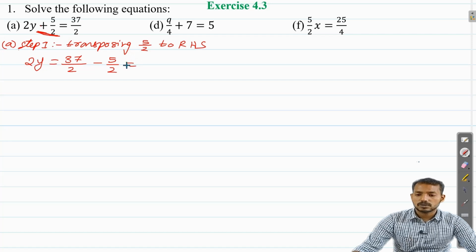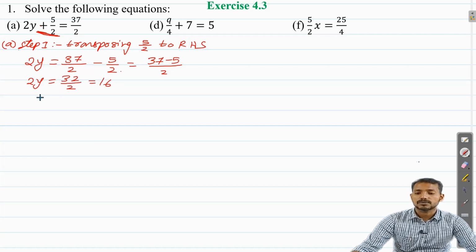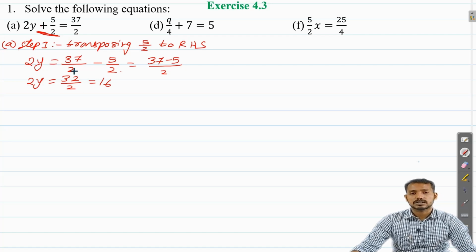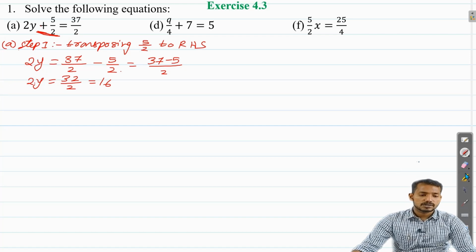That is equal to, the denominator is the same, so just subtract the numerators. So we will get 2y is equal to 37 minus 5, which is 32, divided by 2. 32 divided by 2 is 16. So 2y is equal to 16 we got. Now we need to separate this 2 from this y. So for that we need to proceed with step 2.